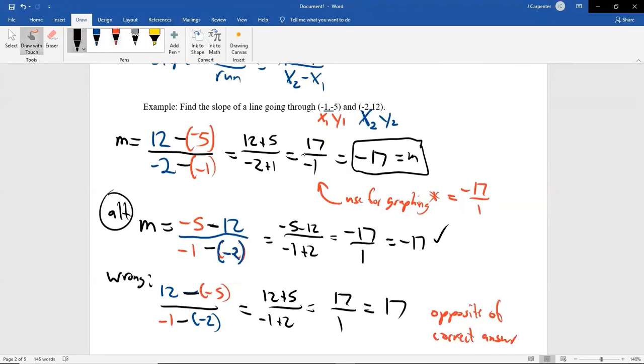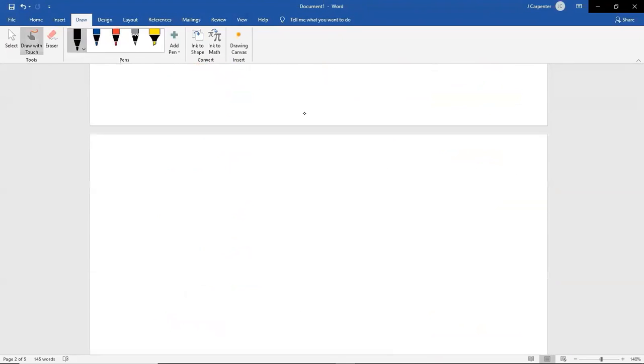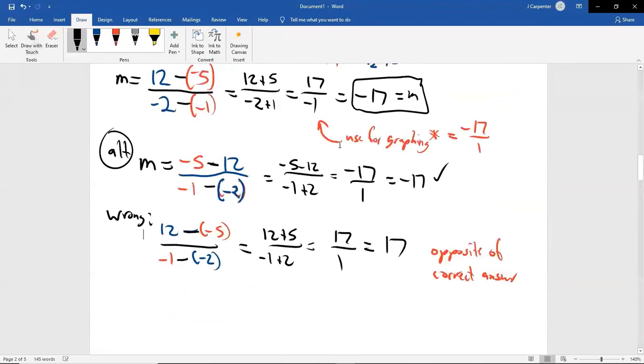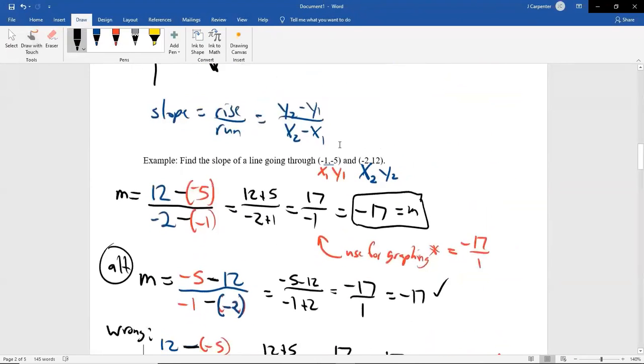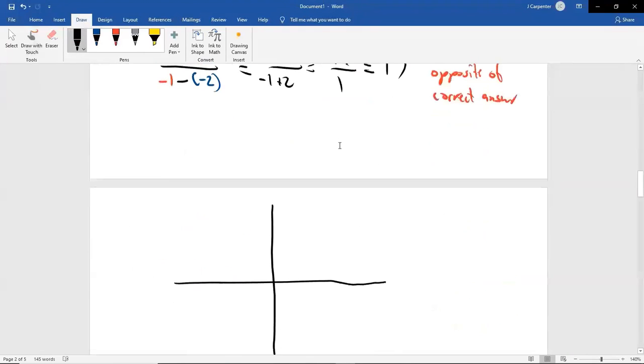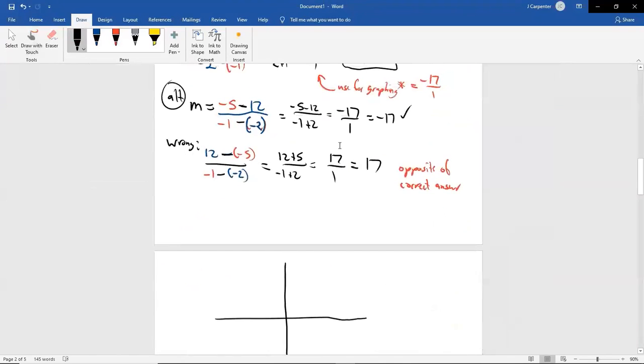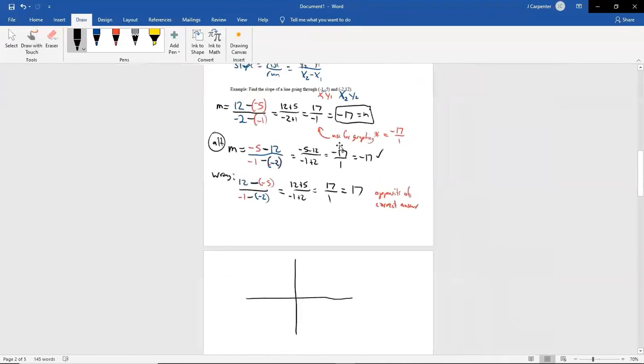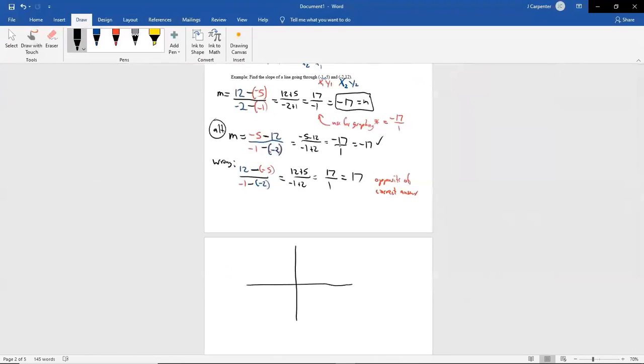All right, so finally we said we were going to graph this. I'm going to put the graph down here. I'll pull back after. What are our points? -1, -5, and then -2, 12. Let me just go ahead and do it this way, so I don't make a silly mistake. Sorry, that's really far out. -1, comma -5. So we're going to go down 5. 1, 2, 3, 4, 5. So here's that first point.